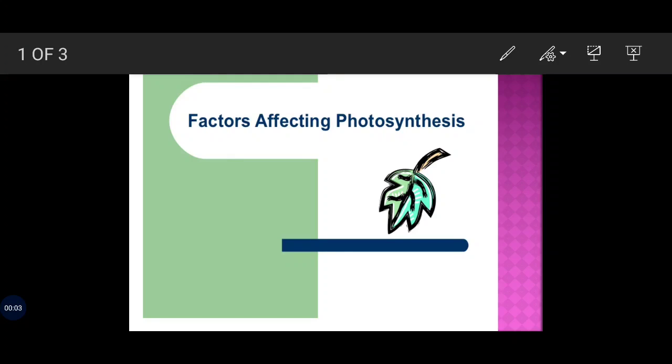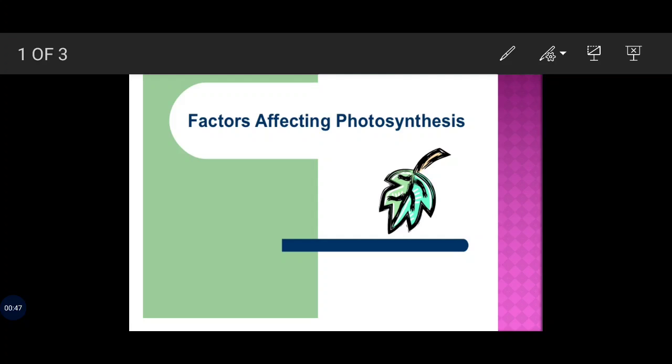Hello children, let's move on to the next topic, factors affecting photosynthesis. So students, in the last class you have already learned about photosynthesis and the various parts of the leaves which take part in the photosynthesis process. So, in this module we are going to study the factors that affect photosynthesis.